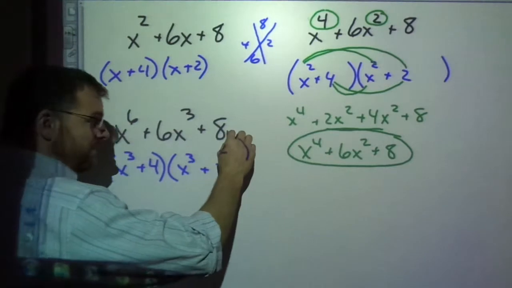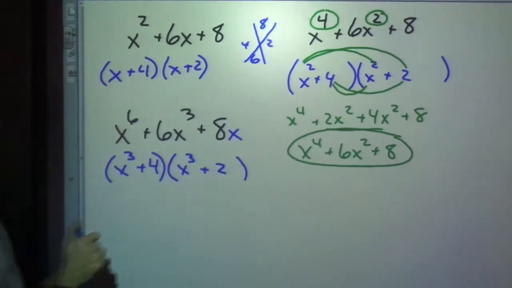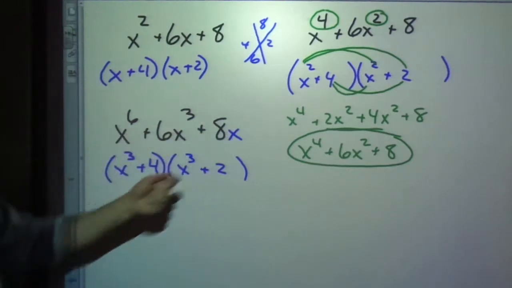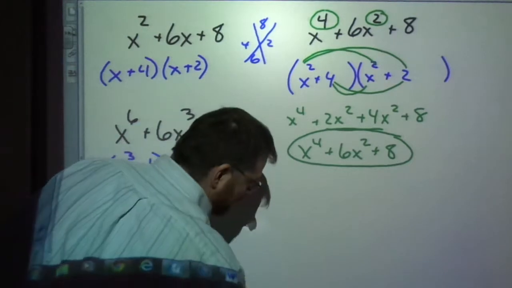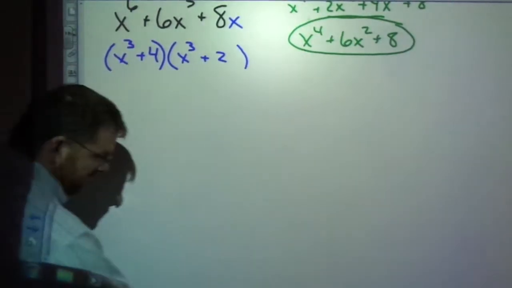Now if there's an x on here, or an x squared on there, then it's different. It's not going to work. This number has to be a constant. If there was an x, I would do greatest common factor and probably be done. Okay? The other special problem I want to call your attention to is something like this.